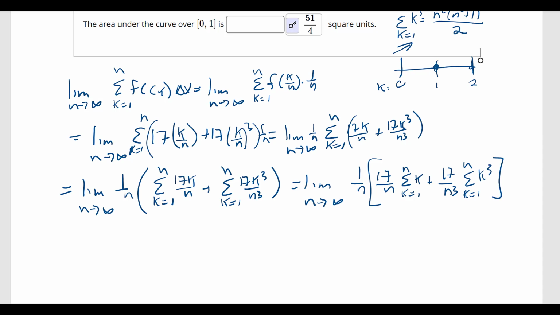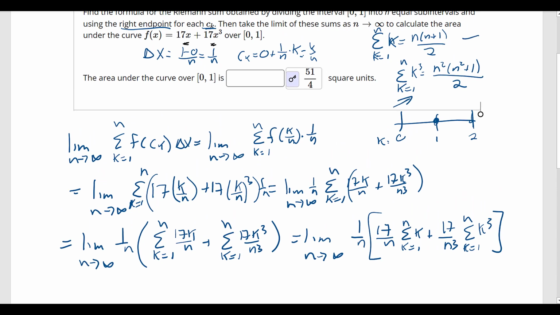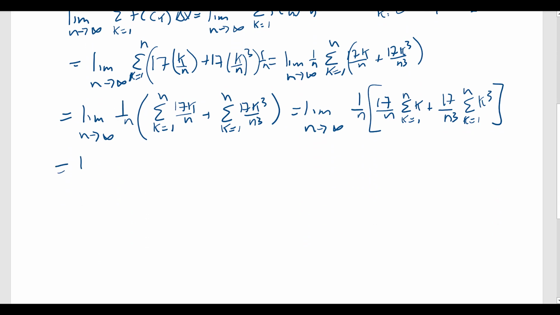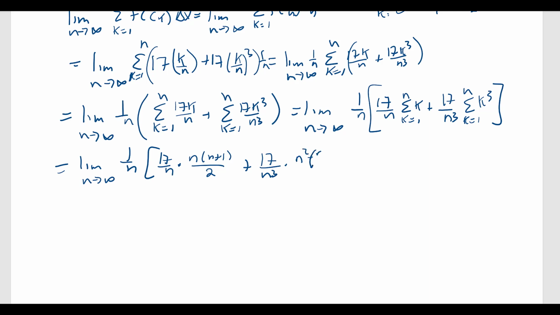So this is where these formulas from above are going to come into play, these two formulas here and here. So we have this limit as n goes to infinity of 1 over n times 17 over n times the sum as k goes from 1 to n of k, which is just going to be n times n plus 1 over 2. And then we have 17 over n cubed times the sum as k goes from 1 to n of k cubed, which is n squared times n plus 1 squared all over 4.